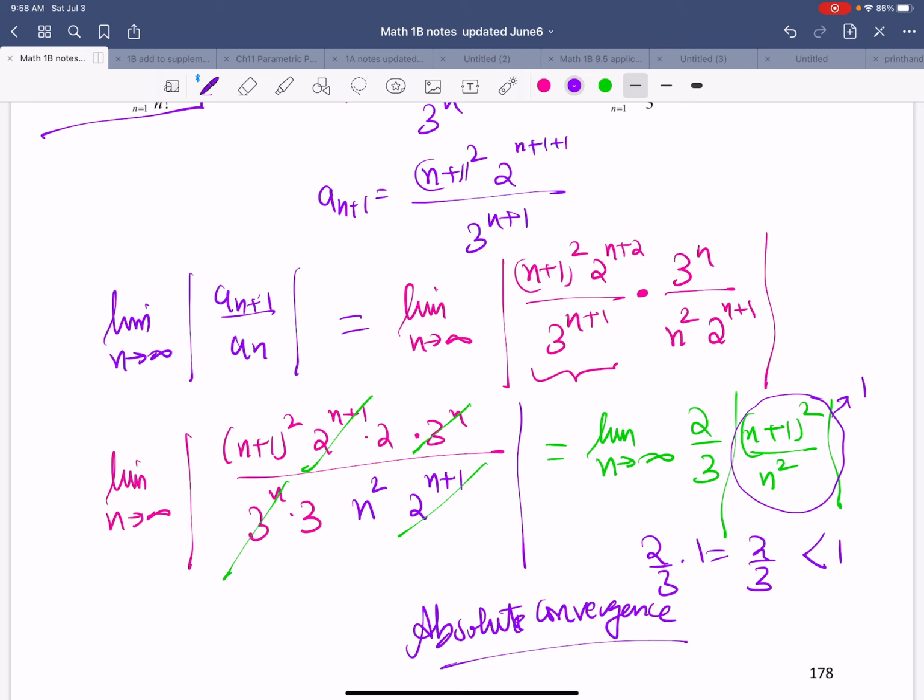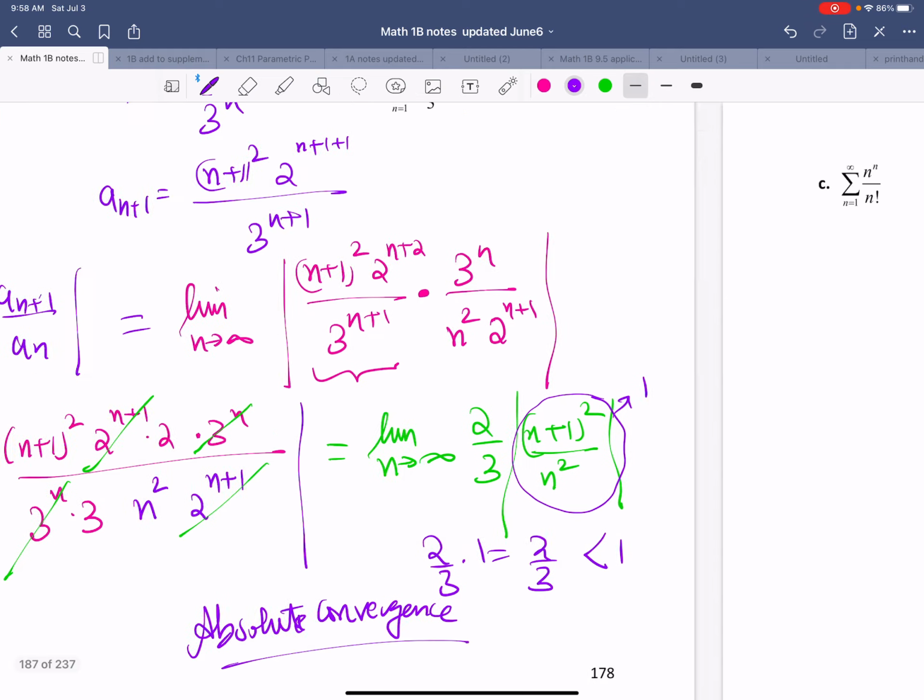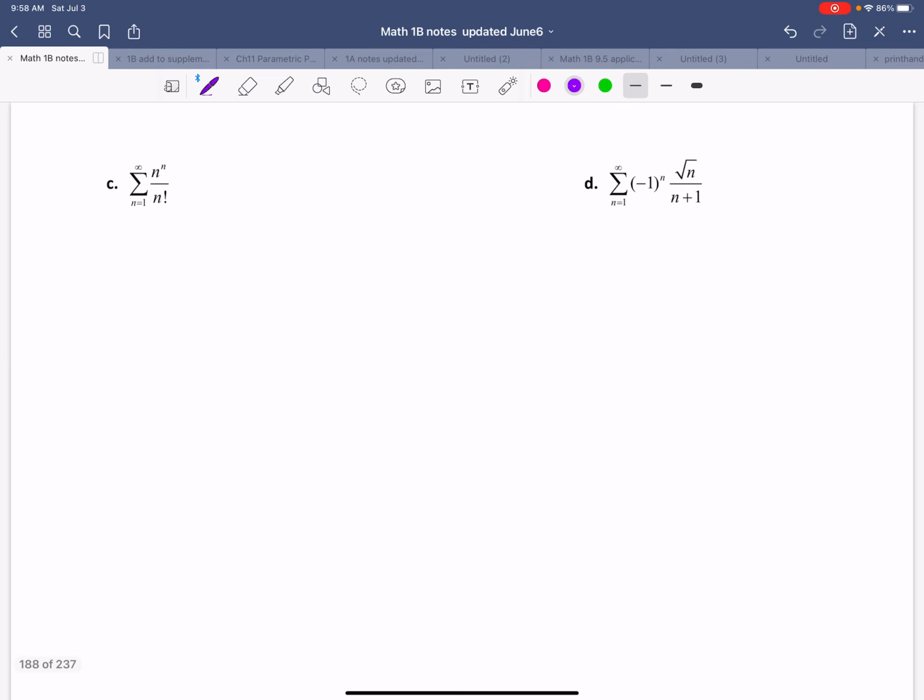So if my limit turns out to be less than 1, I have absolute convergence. If my limit is anything greater than 1, then I have a divergence. If my limit is equal to 1, when I do the ratio test, I'm not able to say anything based on the ratio test. I have to think about another test. Let's look at a couple more examples of the ratio test.